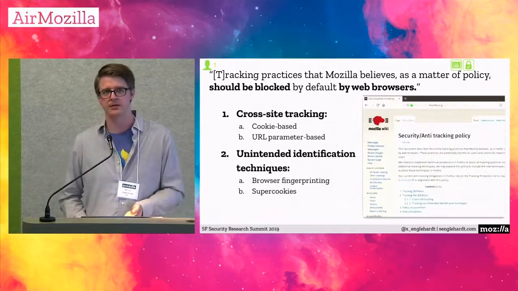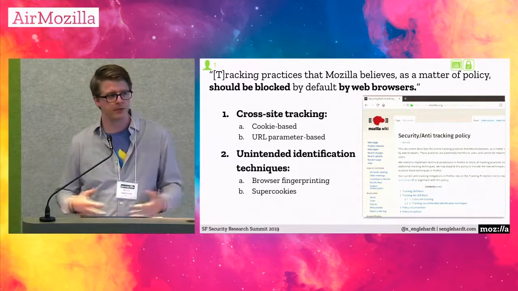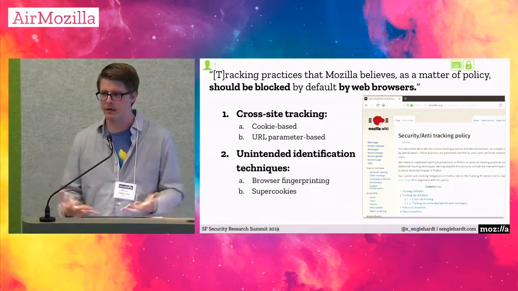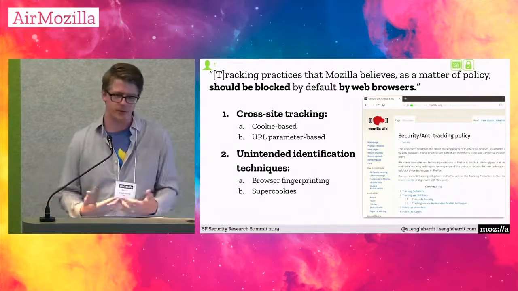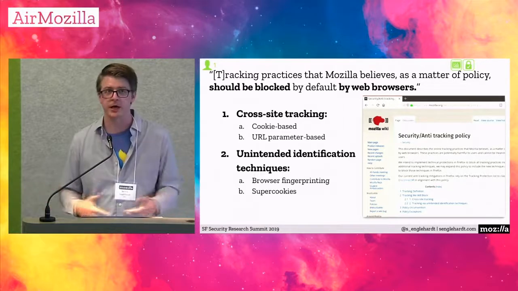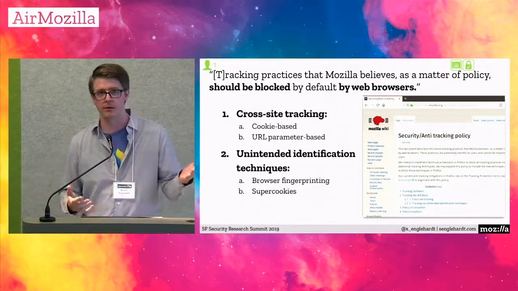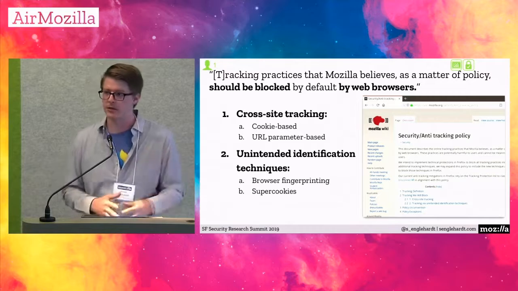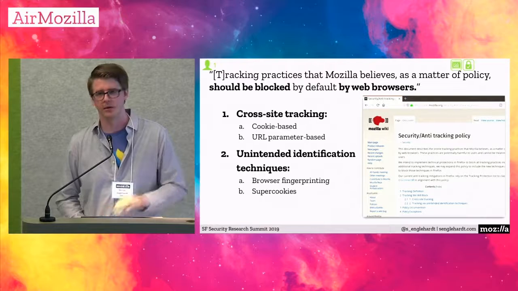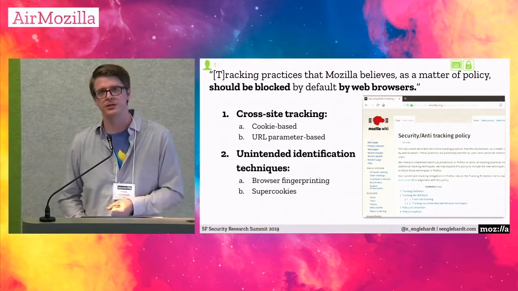And so the first thing we did was we published an anti-tracking policy that basically said, these are the things that might end up with you being blocked or downgraded in some way in Firefox. Basically participating in cross-site tracking, whether it's cookie-based or URL parameter-based. I won't be able to go into that during the talk, but I have some backup slides if people are interested. And then browser fingerprinting or super cookie usage.